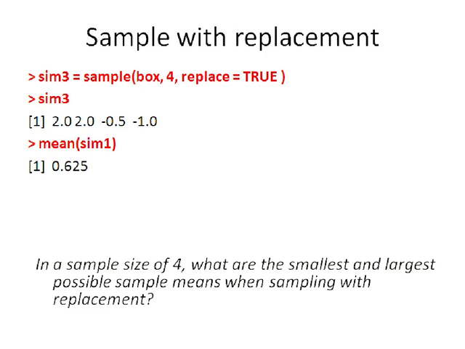So even though there's only one 2 ticket in this particular box, you'll notice that because I put replace equals true there, I could actually draw this number twice. I could draw 2 twice here. And in this particular simulation, the average is 0.625. Okay. So now in this case, in a sample size of 4, what are the smallest and largest possible sample means when sampling with replacement? What would that be?